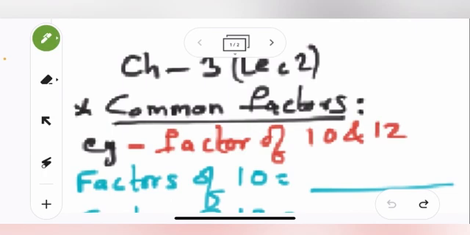Good afternoon, students. Let's continue with chapter 3. In chapter 3, we'll be starting with a new concept, common factors.